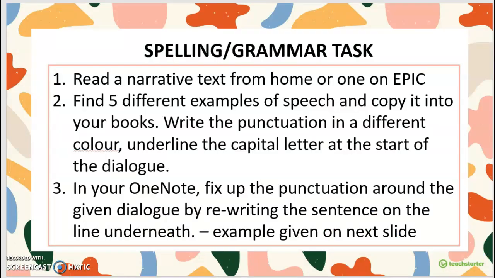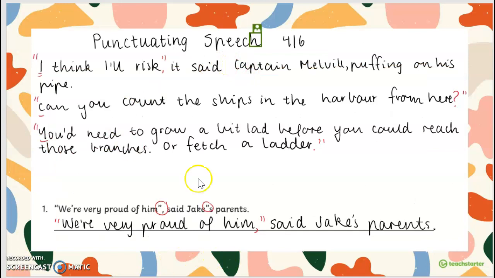So your task today is you're going to read a narrative text from either your own library or from Epic. You're going to find 5 different examples of speech and copy it into your books. I want you to write the punctuation in a different colour and underline the capital letter at the start of the dialogue. And then your second task is in your OneNote, fix up the punctuation around the given dialogue by rewriting the sentence on the line underneath. I've done an example. So your first thing will be to find some speech. I've done 3 examples. You can see that I've done my punctuation in red, and I've underlined the capital letter at the start as well.